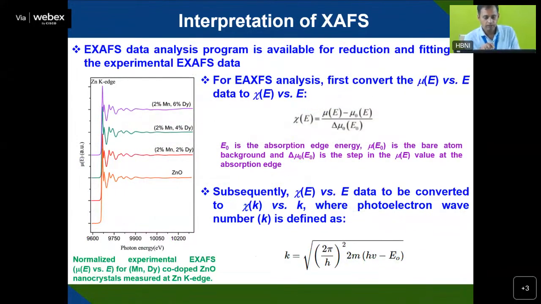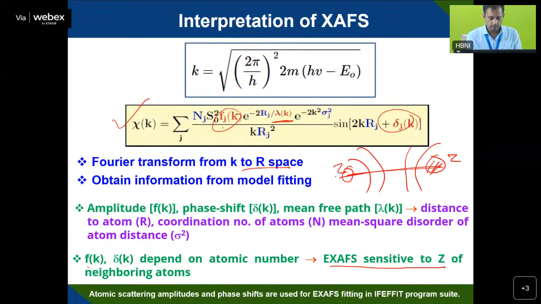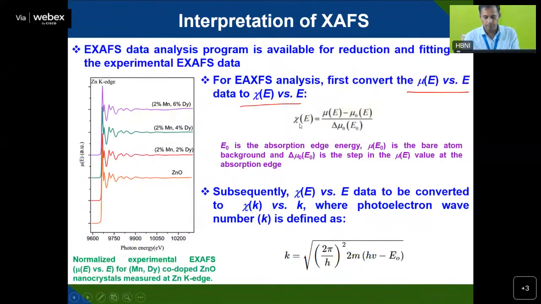Here I have given two examples. The EXAFS analysis is available for reduction or fitting, and you can see that equation. Initially, in the EXAFS analysis, you first convert the mu(E) versus E data to phase data. You have to convert this amplitude to phase data, from f(k) to phase data. You can see this is mu(E) versus E, the photon energy, and how that oscillation relates to photon energy is converted by this equation.